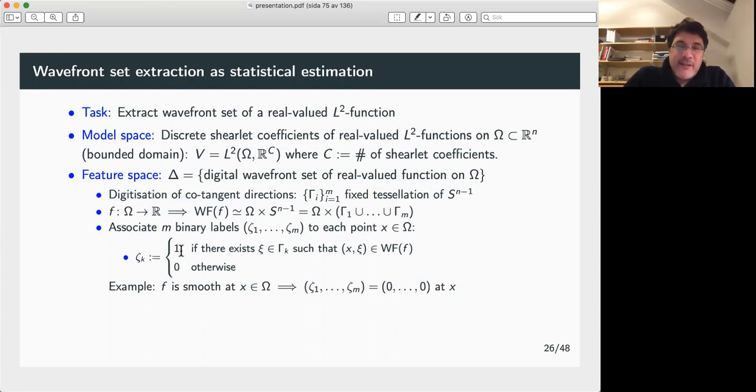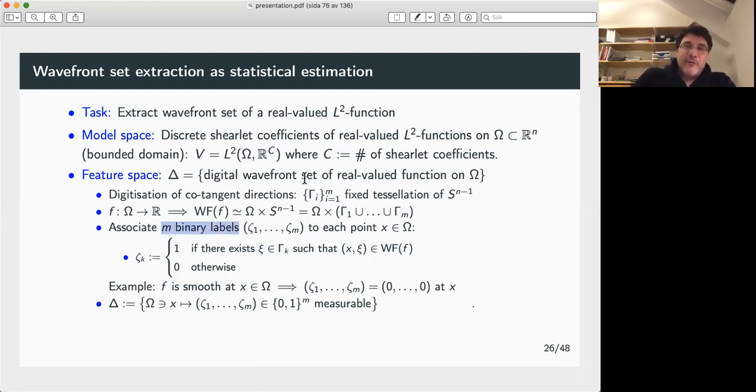So if it's 1, then it means there is a direction contained in this fixed tessellation such that (x, psi) is a part of the wavefront set of the function. That's the interpretation of the label having the value 1. Otherwise, it's 0. So if the function is smooth at x, then of course all these labels will be 0, right? But this is done pointwise. At each point in omega, I have these M binary labels.